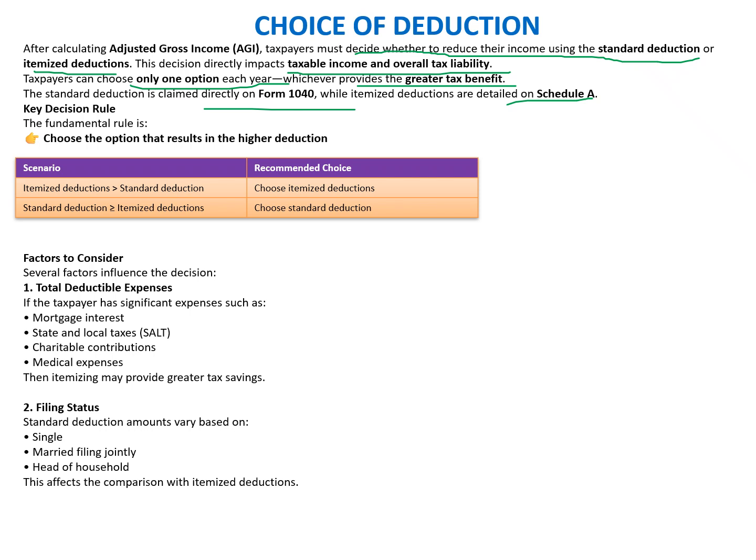So the key decision rule is to choose the option that results in the higher deduction. If itemized deduction is greater than standard deduction, then choose the itemized deduction. If standard deduction is more than the itemized deduction, then choose the standard deduction. Factors that need to be considered: several factors influence this decision, like total deductible expenses. If the taxpayer has significant expenses such as mortgage interest, SALT, charitable contribution, medical expenses, then itemized may provide the greater tax saving. And the standard deduction amounts vary based upon the filing status, which is single, married filing jointly, or head of the household. This affects the comparison with the itemized deductions. So we'll move to the next slide.